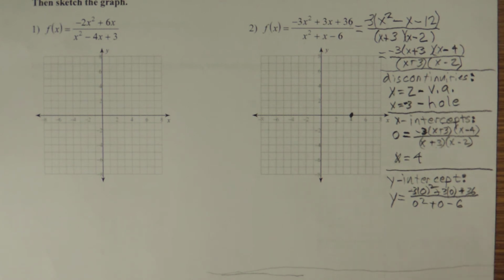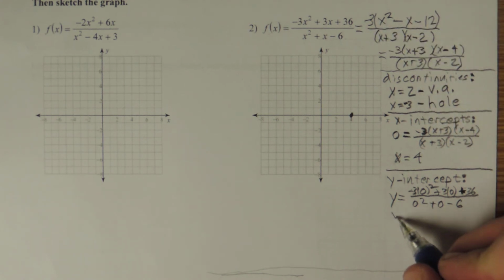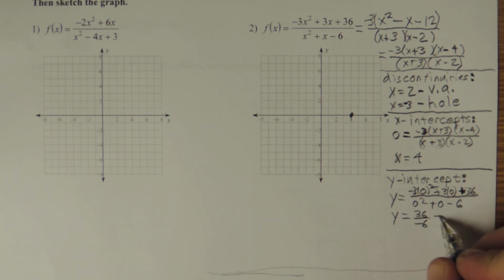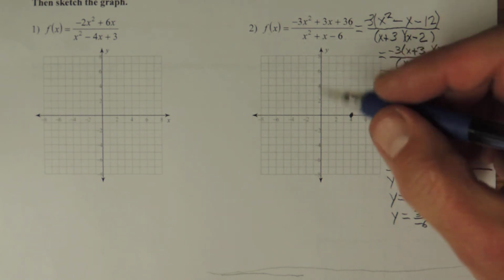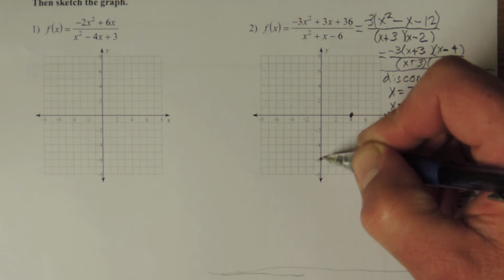And when you get used to this, you'll realize you're always going to have 0 wherever you have an x. You're always going to be left with this value, and this value. So my y-intercept is 36 divided by negative 6, which equals negative 6. So my y-intercept equals negative 6, where x is 0, y is negative 6.